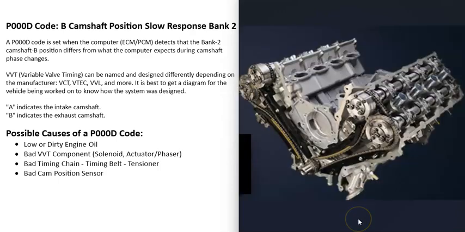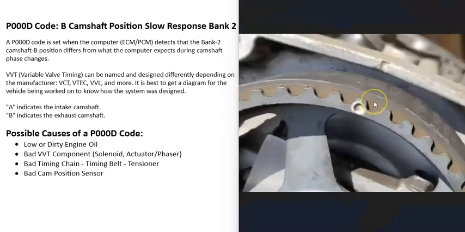The next thing that could cause this is a bad timing chain or timing belt or possibly a bad tensioner. And basically all these cams and the crankshaft, they all have timing marks and they all need to line up. And so for example, say the timing belt slipped on bank 2 camshaft-B and the timing mark doesn't line up, it's a little bit before or it's a little bit after where it's supposed to be, then this is going to throw everything off and it's going to cause issues.